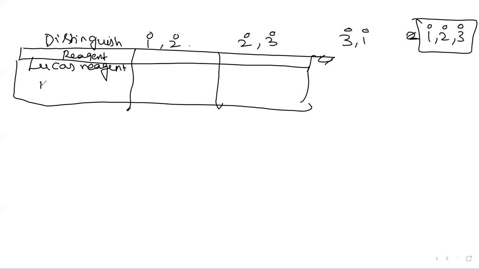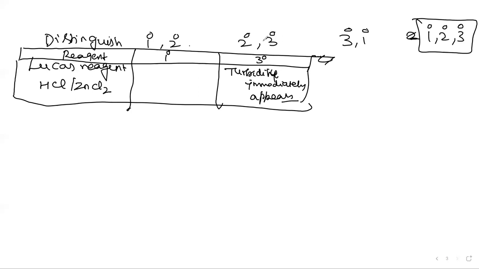So Lucas reagent is what? HCl in the presence of zinc chloride. So when you want to distinguish primary with tertiary, you write primary here, tertiary here. So tertiary will give turbidity immediately. Immediately turbidity appears.